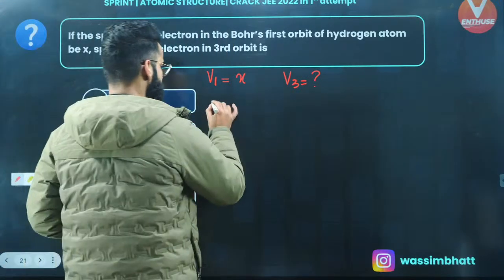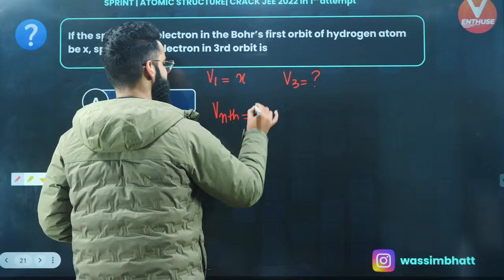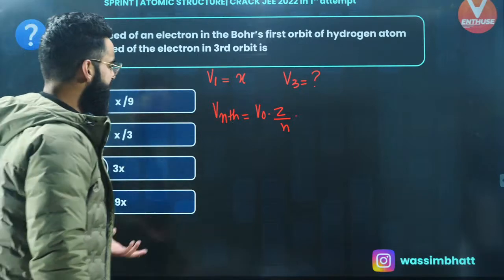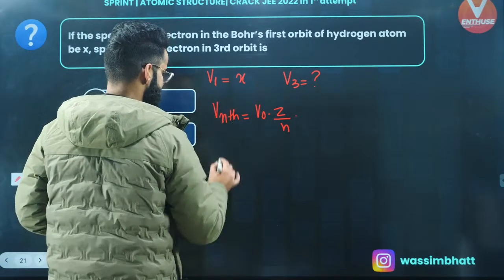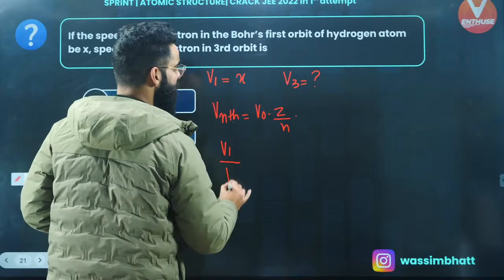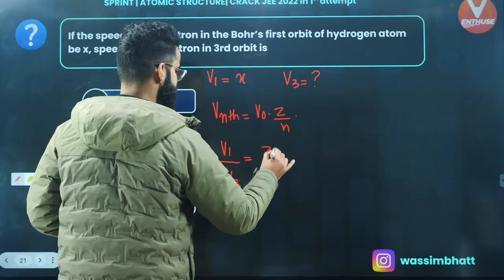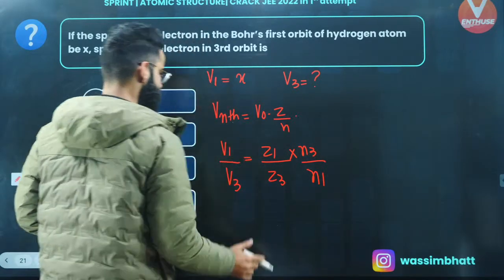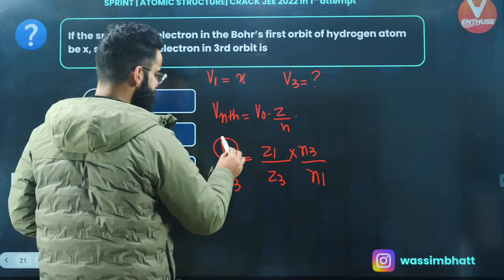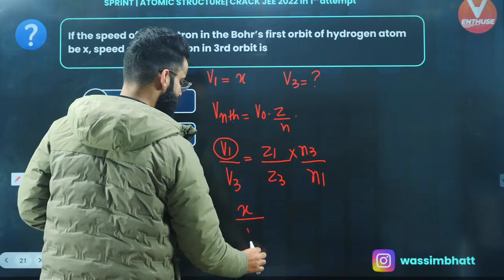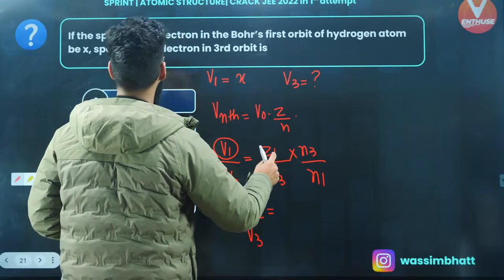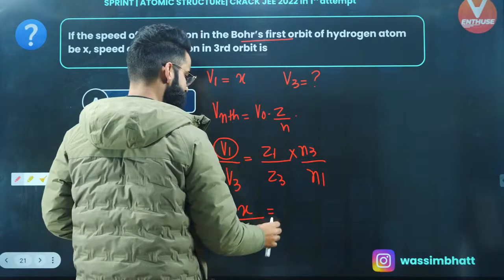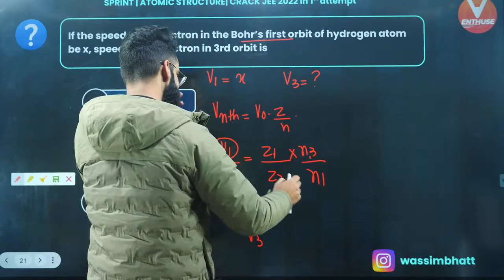So simply, velocity of electron in the nth Bohr's orbit is V0 multiplied by Z upon N. This is the formula which we use, right? Now, first thing, I will be writing something like this. V1 divided by V3 is going to be Z1 divided by Z3 multiplied by N3 divided by N1. Perfect? V1 value is equal to X. V3 I need to calculate.